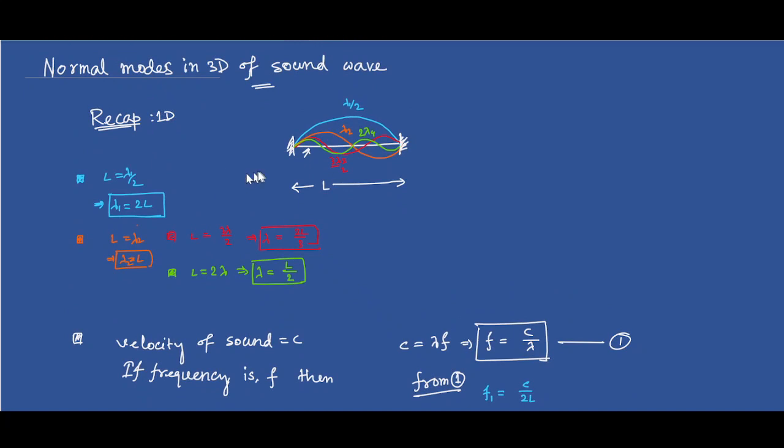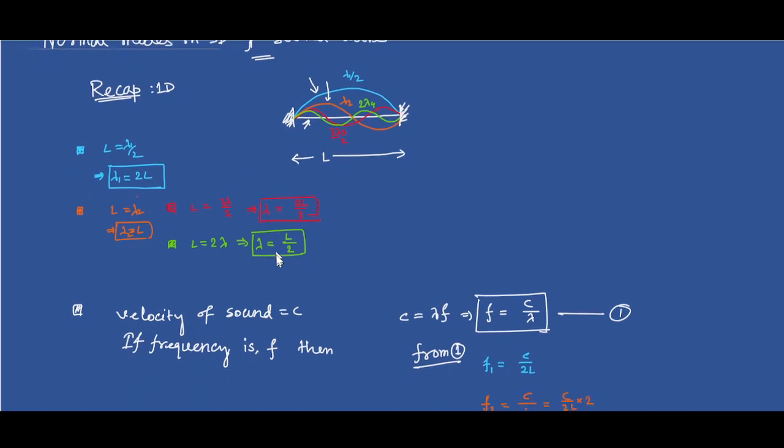So for a recap, I have drawn a diagram. You can see this white line is a wire which is inextensible, connected to two rigid walls here, and I have drawn some modes of the sound wave. This is the largest wavelength mode, after that the second largest, and so on. So we used to derive the frequency for every wave.